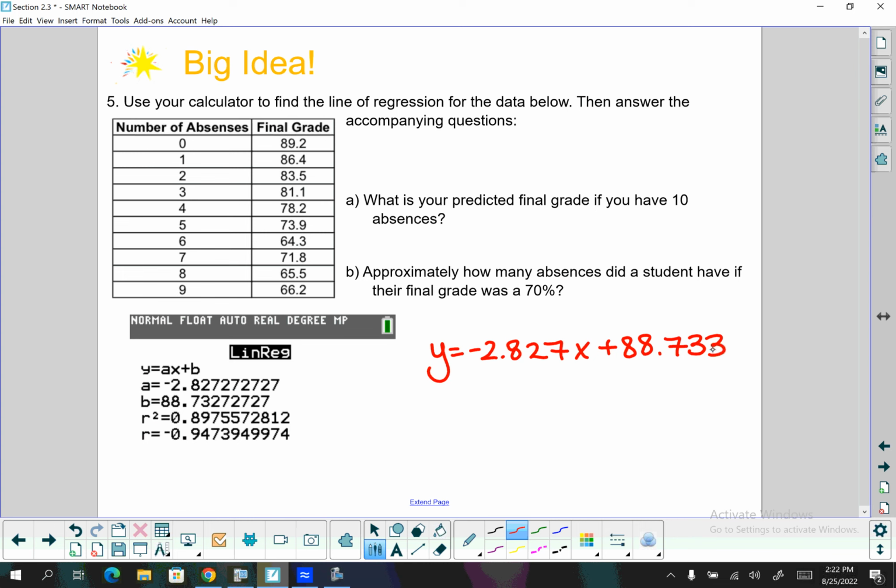So we don't really get a lot into this. Like if you take a statistics class, we do more with it. But this number bounces between -1 and 1. The closer it is to -1 or +1, the better the line is that fits the data.